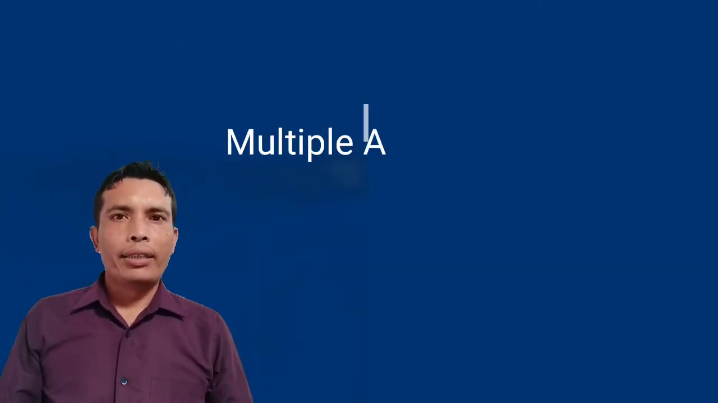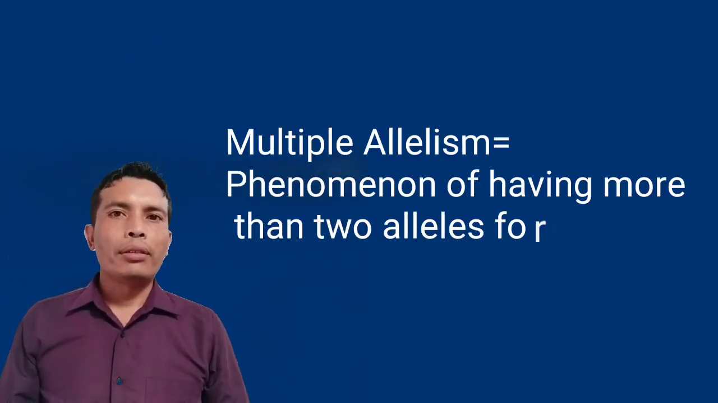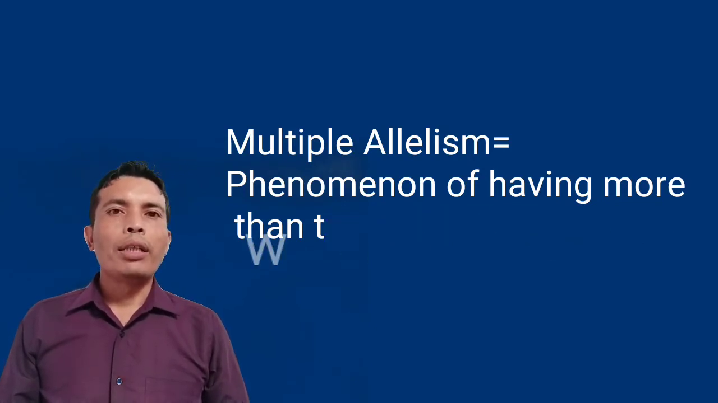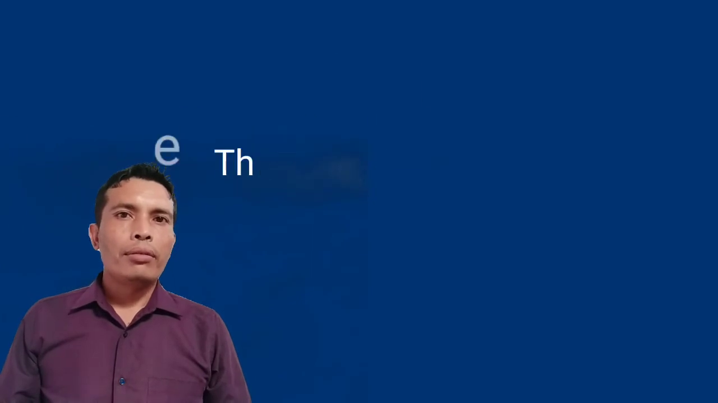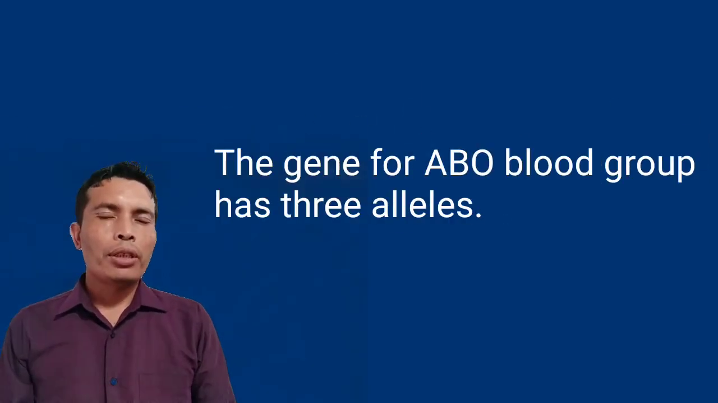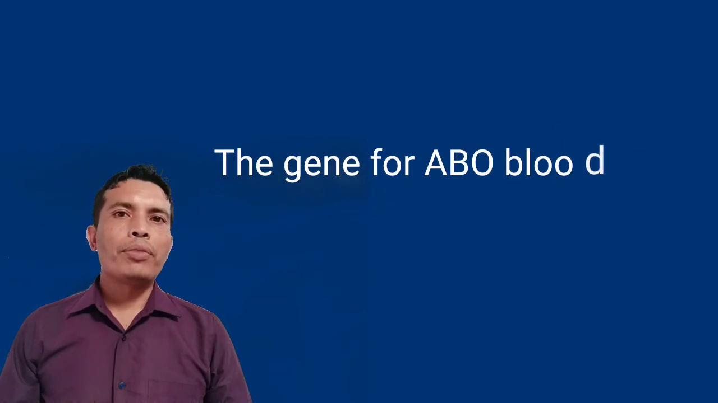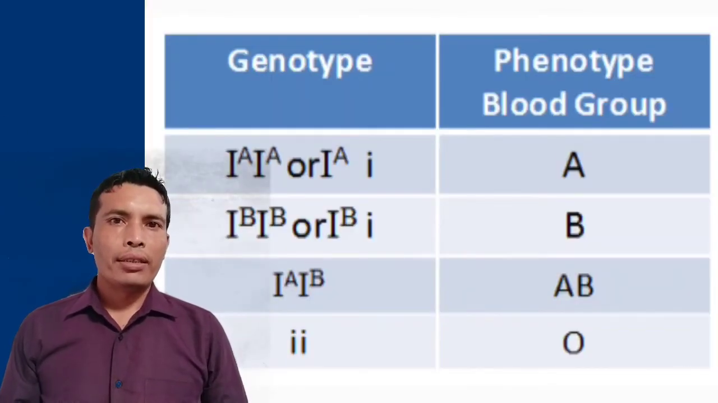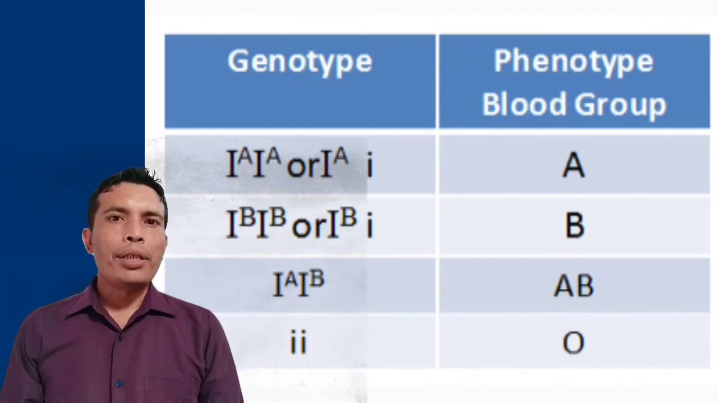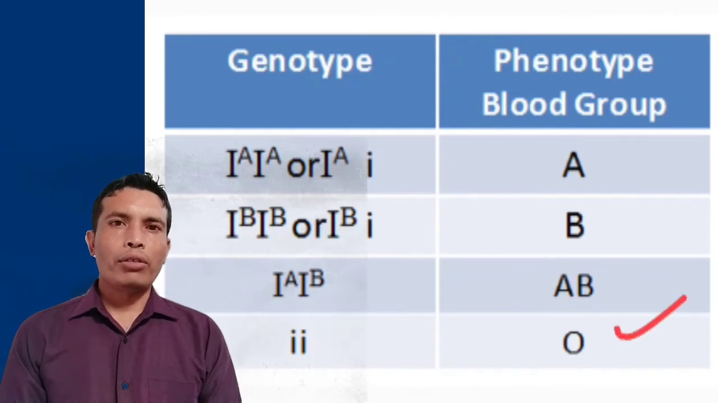Now multiple allelism. The phenomenon of having more than two alleles for one gene is called multiple allelism. Example, the human ABO blood group, because the human ABO blood group gene has three types of alleles: IA, IB, and i. Any individual who has blood group O has the homozygote ii. So the expression of blood group is O.